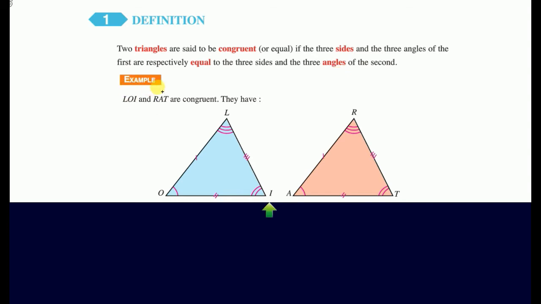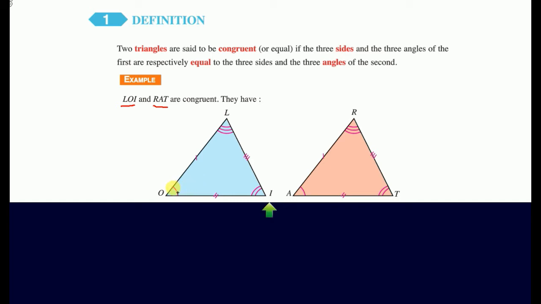In this example, they are telling us that triangle LOI and triangle RAT are congruent. So here, by looking at the codes in both triangles, we can notice that side LO, don't forget that a side is actually a segment, the side LO is equal to the side RA, same code. Side OI is equal to side AT, and the side LI is equal to the side RT.